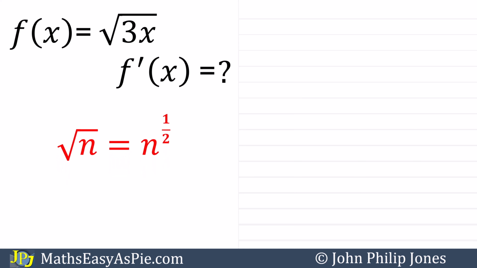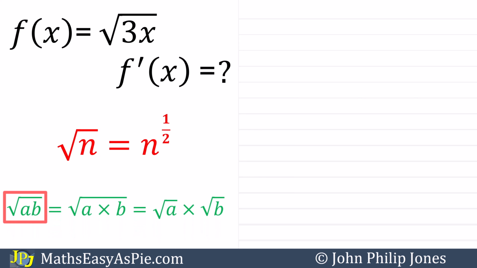The square root of n can be written as n to the power 1/2. In addition, we also have this: the square root of ab, which is really the square root of a times b, where the a, the times, and the b are under the same root, can be written as the square root of a multiplied by the square root of b. In other words, you can find this multiplication and then take the square root.